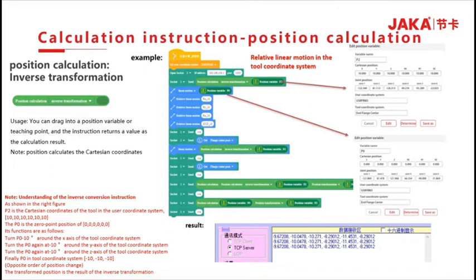Then rotate P0 around the z-axis of the tool coordinate system by -10 degrees, and finally move P0 along the x, y, z directions of the tool coordinate system by -10 millimeters. The posture after the change is the result of the inverse transformation, and the order of the changes is the opposite of the changing position.